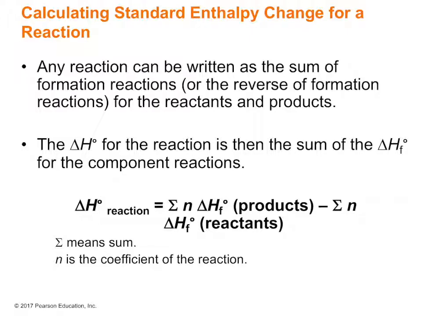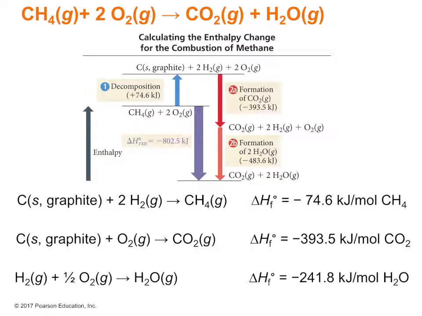So any reaction can be written as the sum of formation reactions or the reverse formation reactions for the reactants and products. The delta H for the reaction is the sum of the heat of formation for the component product. So delta H of the reaction is equal to the sum, so that kind of weird symbol means sum, of the heat of formations of the component reactions, products plus the sum of the reactants. And N in this case means a coefficient of the reaction. Remember, N stands for moles, and the coefficient is telling you the number of moles.